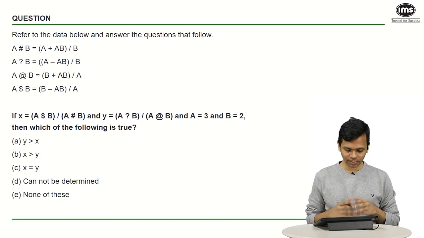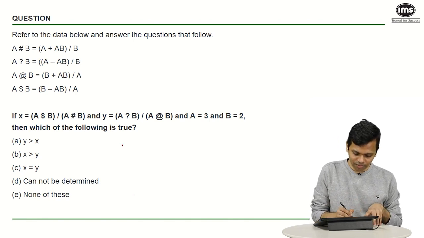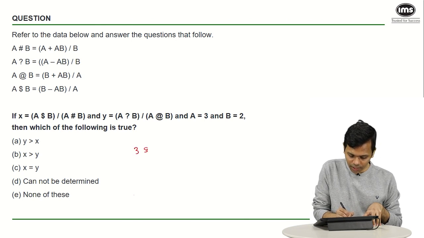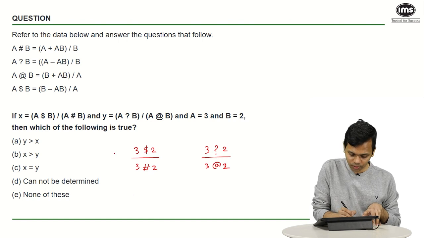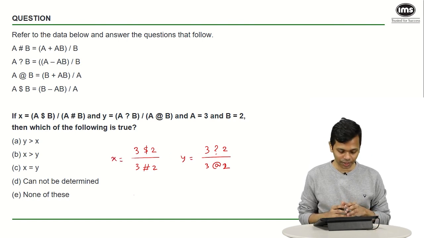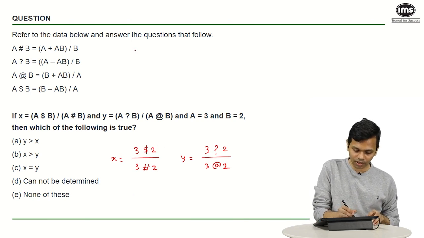Now you have x that you need to evaluate and y, and then do a comparison. So let's see what the value of x is. So firstly, A dollar B, so that is going to be $3.2, and then you have 3 hash 2. After that you have 3 question mark 2, and you have 3 at 2, right? So this is the value of x and this is the value of y that you need to evaluate. So what I'm going to do is firstly start with $3.2.